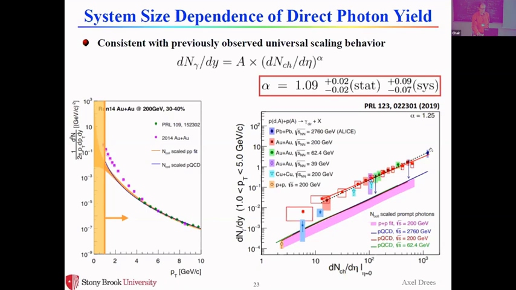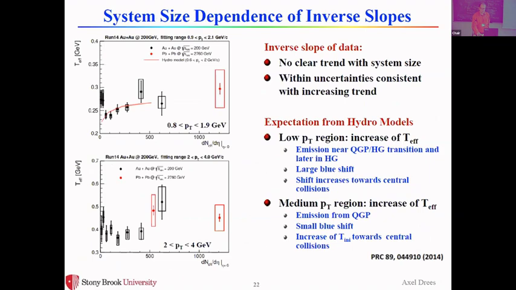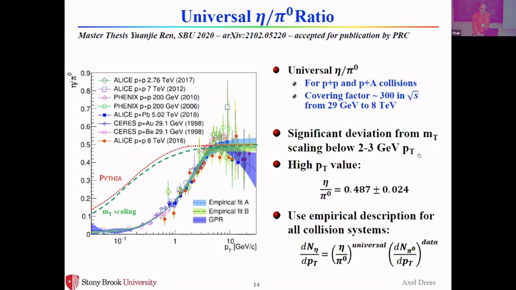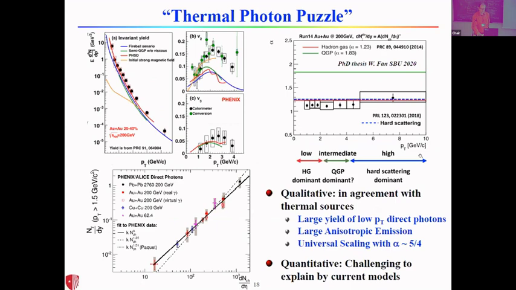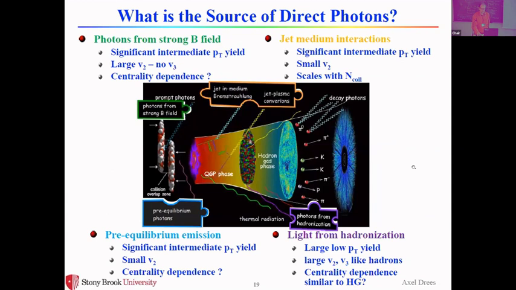And the third issue is about the sources you had on the last slide. I think 1, 2, and 3 are ruled out more or less. The magnetic field: you never get a long enough field to get any yield into your system. The jet medium has the wrong V2; it actually has a negative V2. The pre-equilibrium also has a very small V2 and probably much stronger centrality dependence, as you say there. So really the only thing left is, and with that I sympathize, the light from the hadronization.